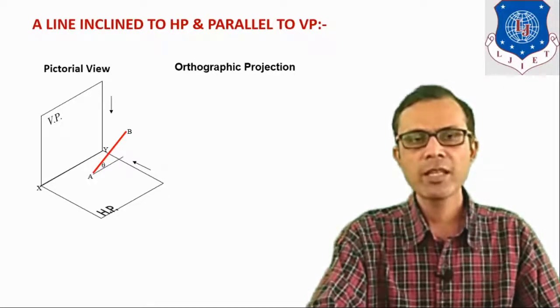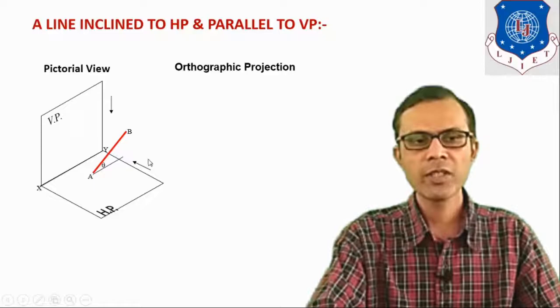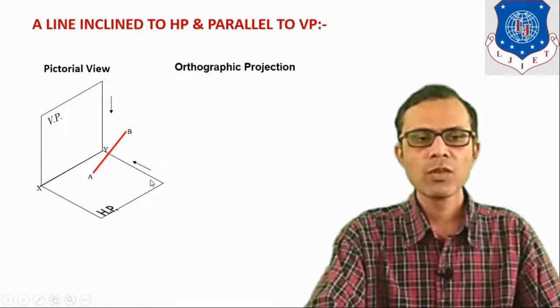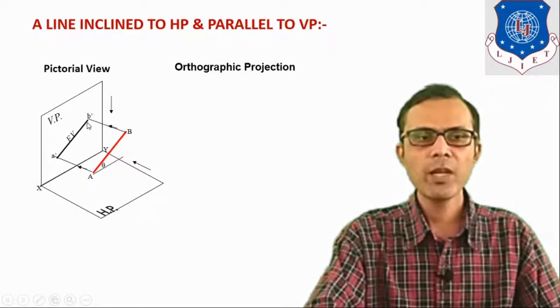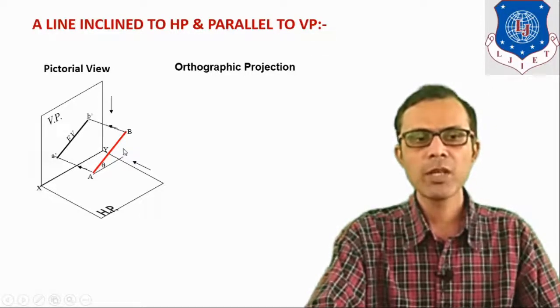So AB is the given line, and the inclination angle with HP is theta. This direction is for the front view and this is the direction for the top view. So now let's take its front view. The projectors are shown here. So A dash B dash is the front view on VP with true length because the line is parallel to VP.